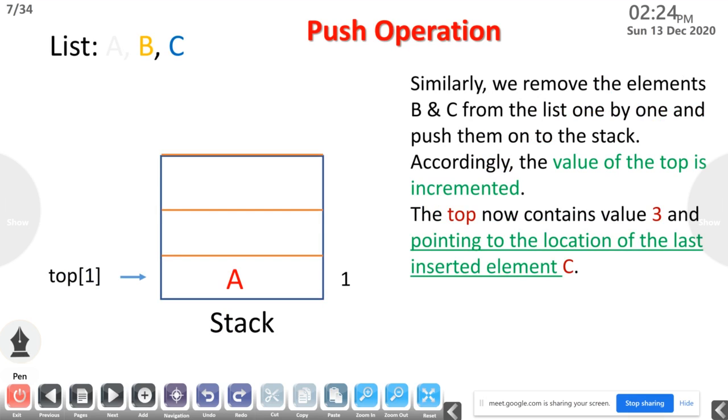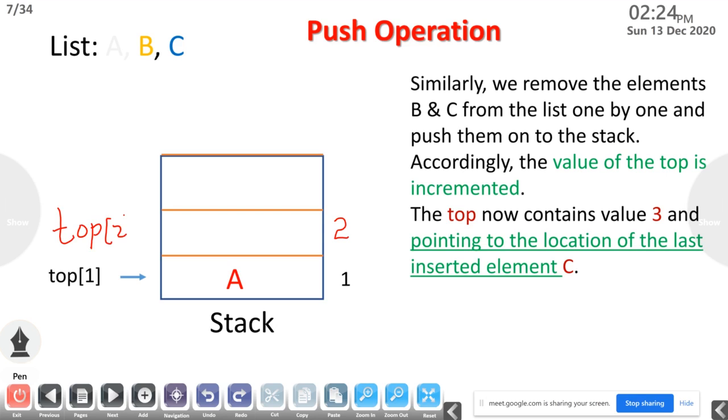Similarly, we remove the elements B and C from the list one by one and push them onto the stack. One is already inserted, and the next step is pushing the element B to the stack. What is the next step? The first step is to increase the value of top by 1. Now the value of top is 1. Before inserting, we increase the value of top by 1. That means top becomes 2.